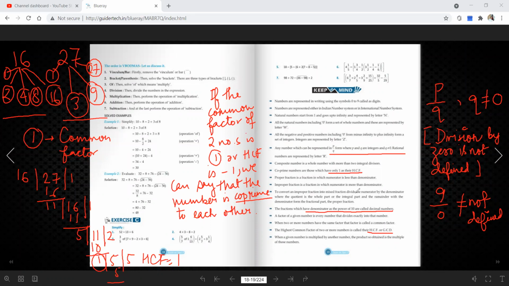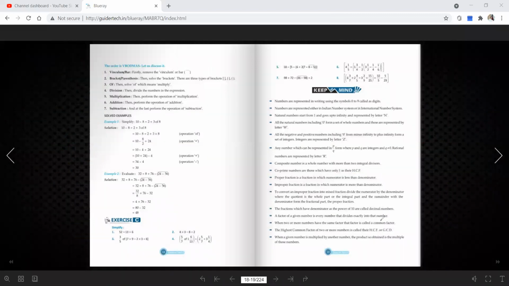Ma'am, after this example, you erase the board and do another sum. Yes, obviously, I have saved the screenshot also. Are you getting my point? Yes, ma'am.